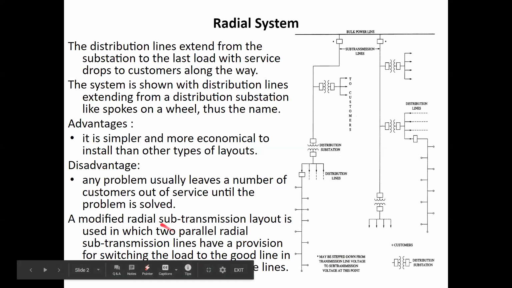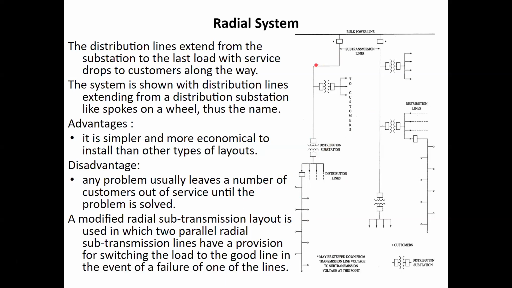To solve this, there is a modified radial system where only the sub-transmission will be connected with two parallel radial systems. This main sub-transmission line, there will be two lines. So if something happens to one line, the second line will supply, only at the sub-transmission level, not into all levels. The sub-transmission level is covering a large area of the city. Therefore, this is more critical. So there only you will put two parallel lines so that it will give more reliability. It's a modified form of the radial system.